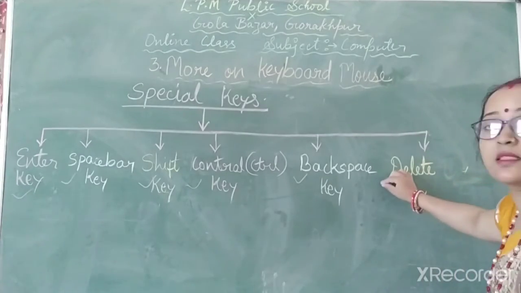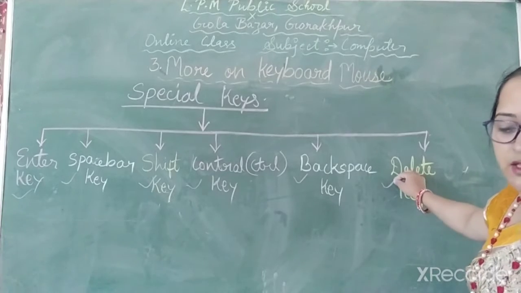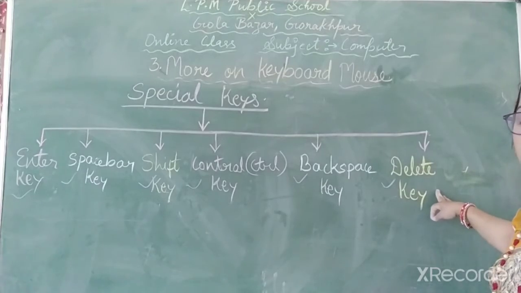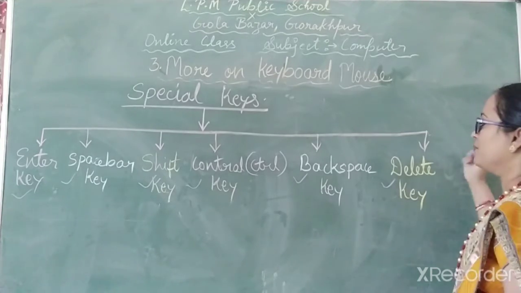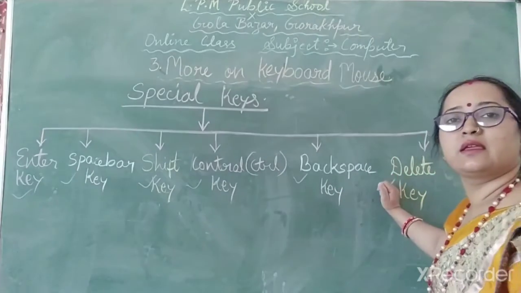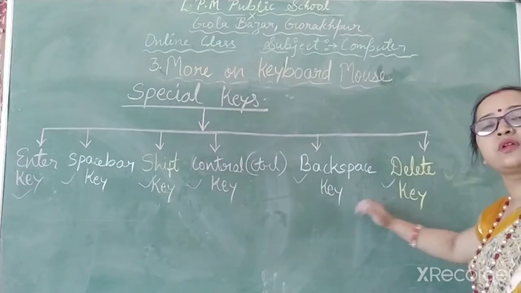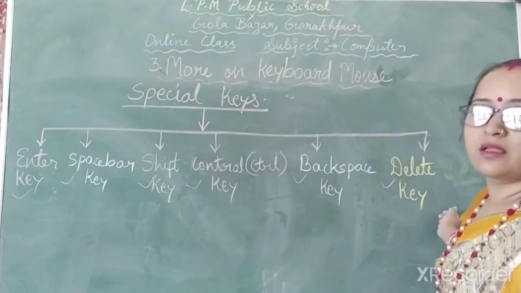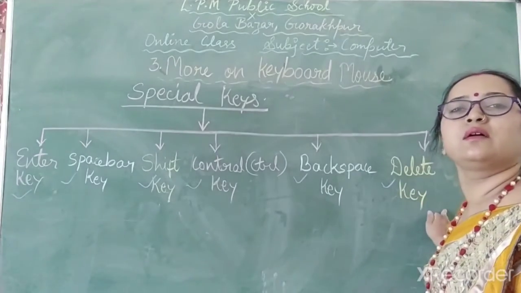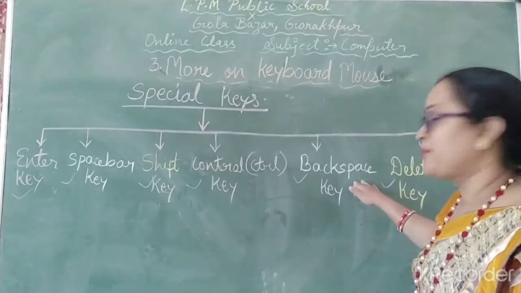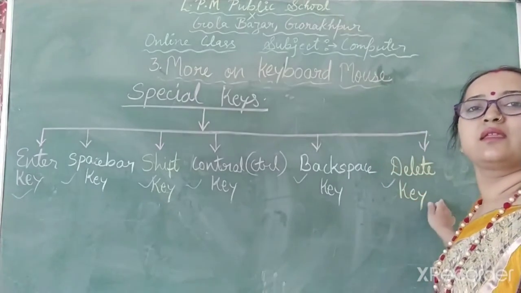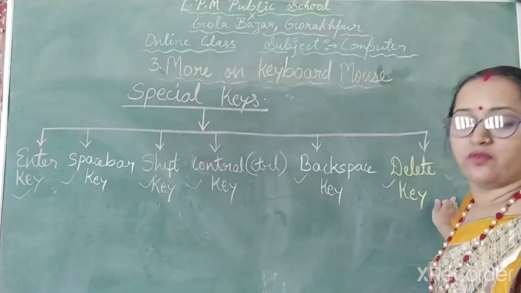And the last one, that is the delete key. The delete key erases anything typed to the right of the cursor. Backspace key erases anything to the left of the cursor, and delete key erases anything to the right of the cursor. Clear? Both are doing the same job, but the backspace key erases anything to the left side of the cursor, and the delete key erases anything to the right side of the cursor.